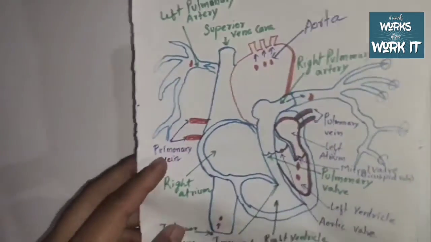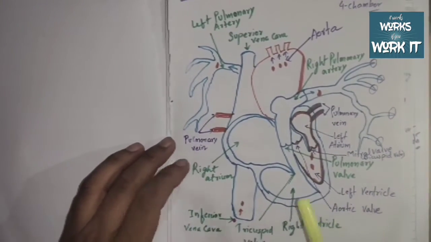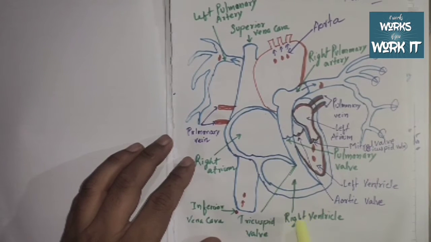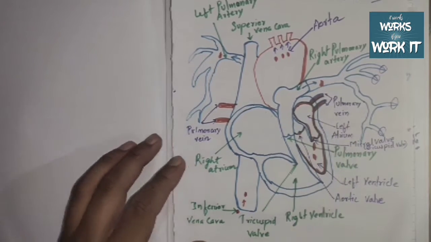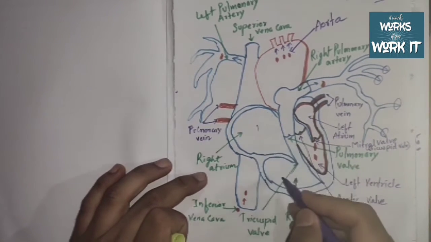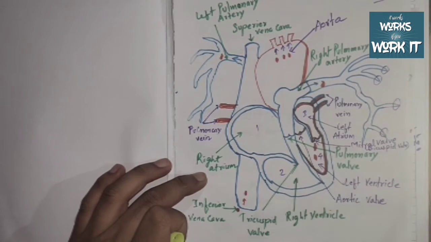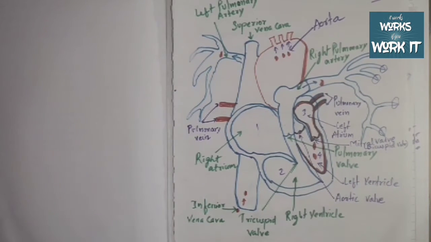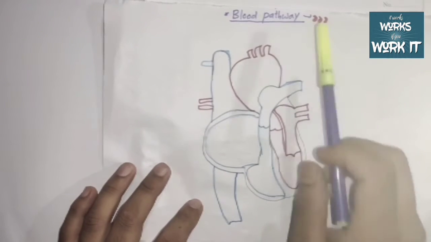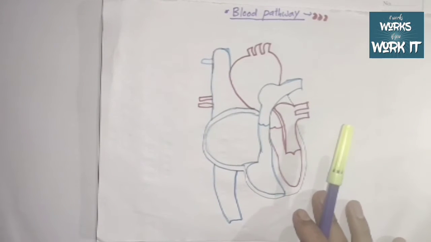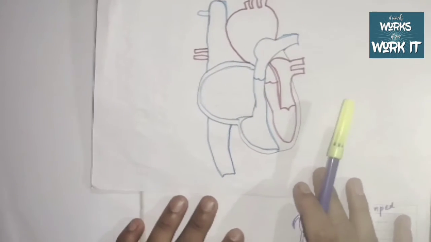So we can see the clear image here. There are four chambers. So it is right atrium, it is right ventricle, then after it is left atrium, then after left ventricle. If I number here 1, 2, 3 and 4, there are four chambers and each chamber is responsible for the pathway of the blood. Now we will see the blood pathway, how the blood goes inside and outside of the heart.